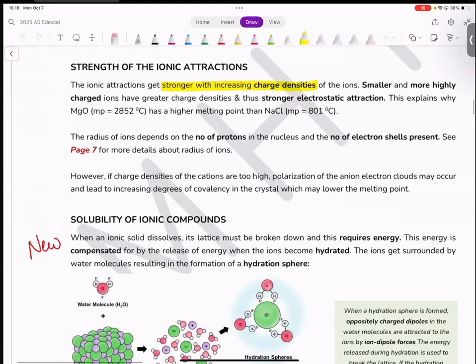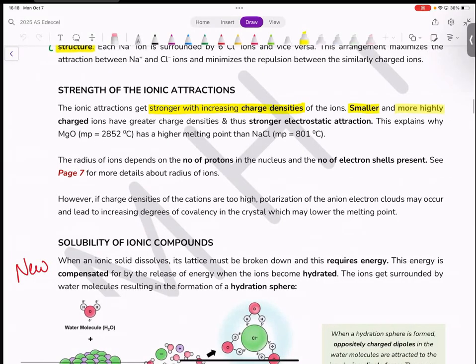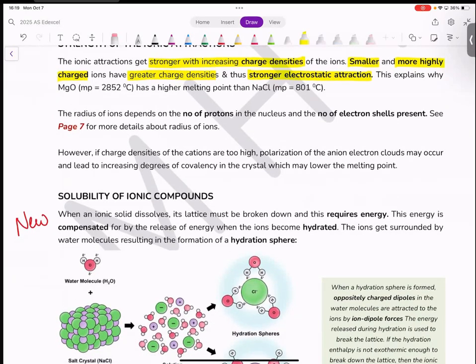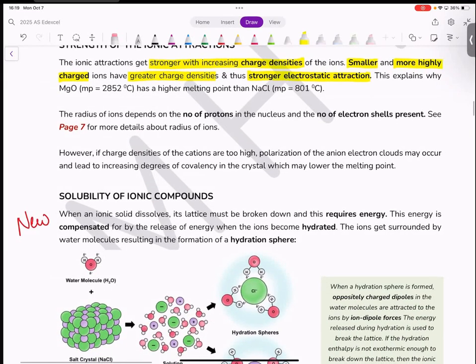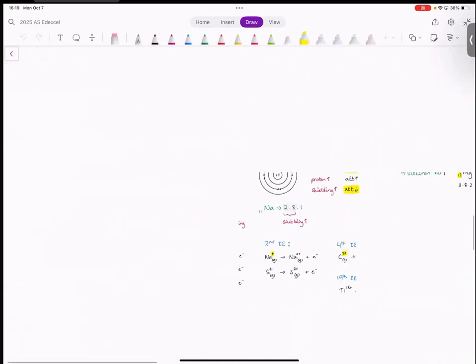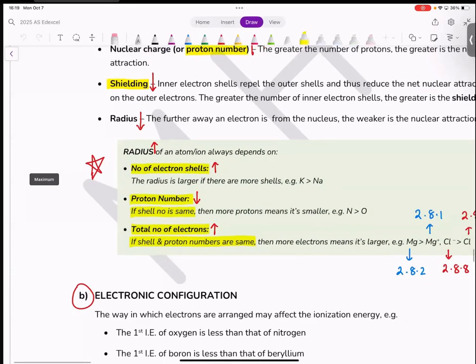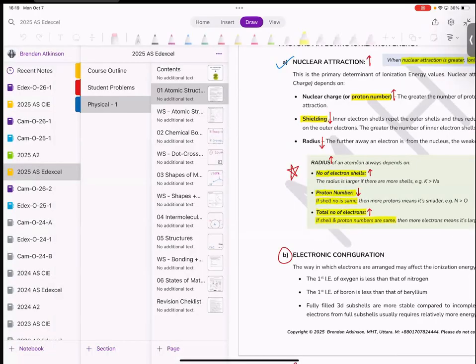Next, the smaller and more highly charged ions have greater charge densities and thus stronger electrostatic attractions. This explains why Mg has a higher melting point than NaCl. The radius of ions depends on the number of protons in the nucleus and the number of electron shells present. See page 7 for more. So the most important factor is what? It is the shell number. Once the shell number is equated, then you look at proton number, then you look at electron number, if you ever need to equate, a very rare situation.